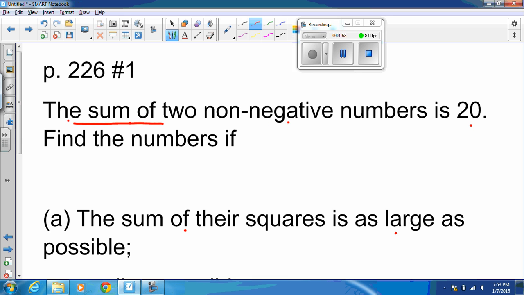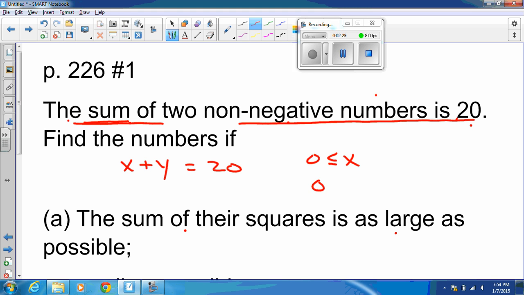Our first sentence is, the sum of 2 non-negative numbers is 20. Now, I don't know these numbers, and so I'm going to solve that problem by calling them something, x and y. And the sum of those 2 numbers is x plus y, and we are told that that sum is 20. So the English sentence translates into a math sentence right here. What about the non-negative part? Well, the non-negative part is going to set a domain for us. Because my numbers are non-negative, that means that they must be greater than or equal to 0.